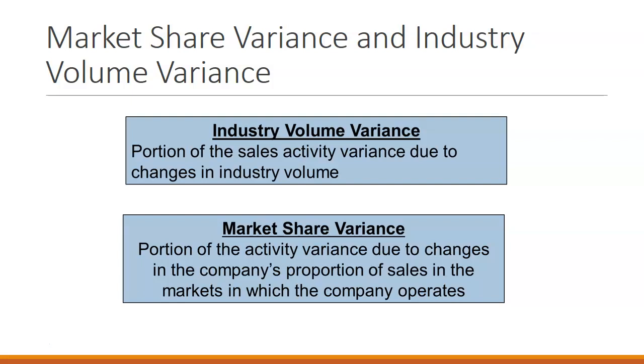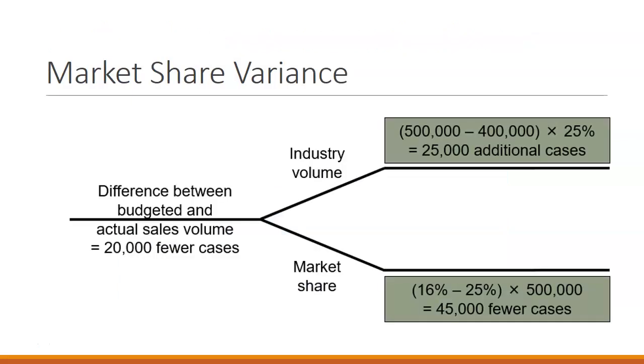And so this variance is going to look at the changes in our proportion of sales in the markets in which we operate. So if we said that we had a 15% market share for product A, but our sales were 12% of product A, then we would have a market share variance. So we break out those variances. We have the 20,000 fewer cases, the difference between our budgeted and our actual sales volume.